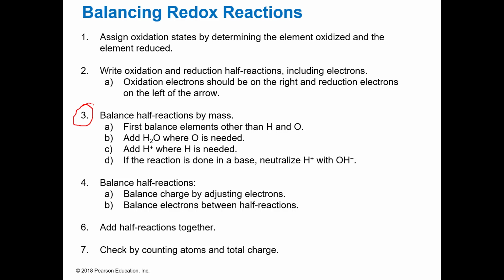And if the reaction's done in a base, you have to neutralize the hydrogen ions left over with hydroxide ion. And I'll show you how that works. Make sure the reactions are balanced, both charge and elements. Add those together and make sure in the end that all the atoms are accounted for and the total charge on both sides of the yield sign is exactly the same.